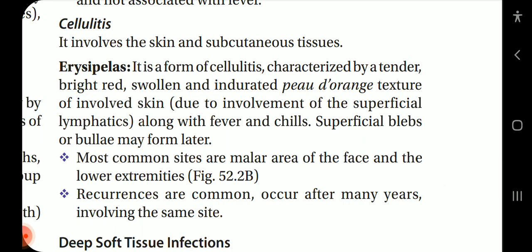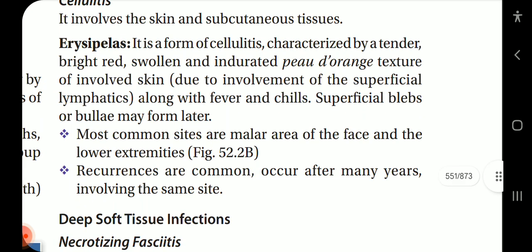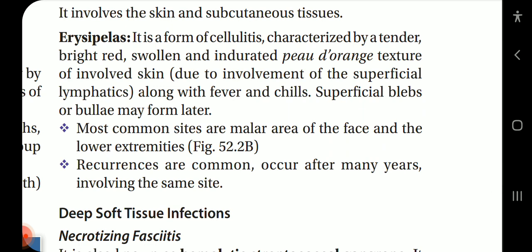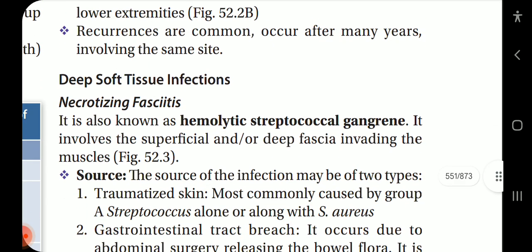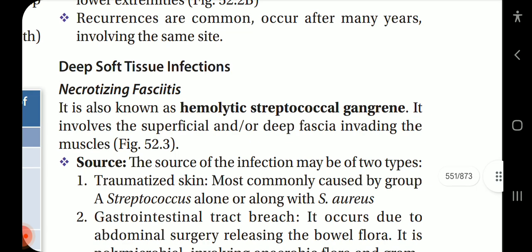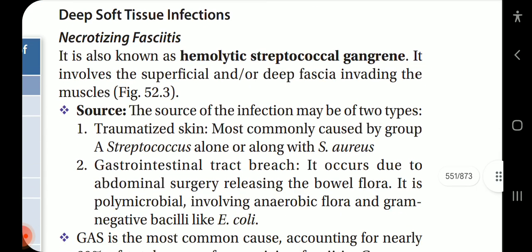Cellulitis involves the skin and subcutaneous tissues. Erysipelas is the form of cellulitis characterized by a tender, bright red, swollen, and indurated pudgy orange texture of the involved skin due to the involvement of superficial lymphatics, along with fever and chills. Superficial blebs or bullae may form later. Most common sites are the malar area of the face and the lower extremities. Recurrences are common, often after many years, involving the same site.